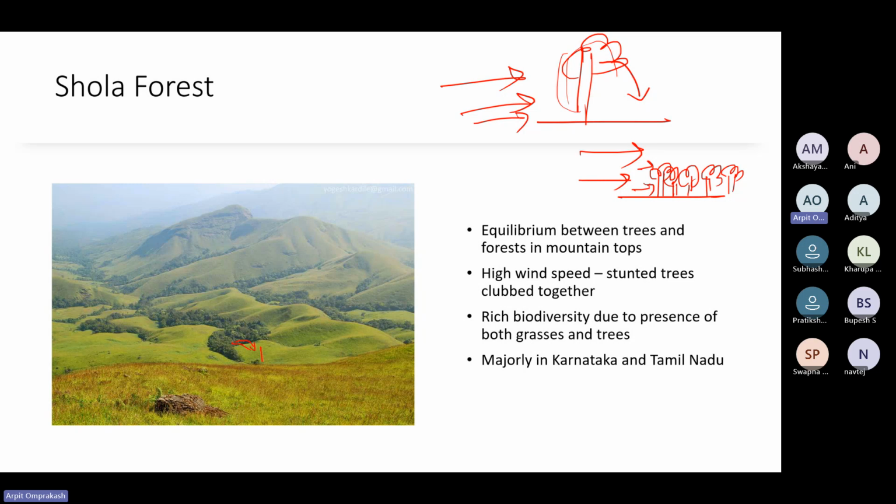Right. And because they have basically two different kinds of habitat together, such as the forest and even the grasslands, they support a rich biodiversity of many different species of flora and fauna, butterflies, birds, and whatnot.